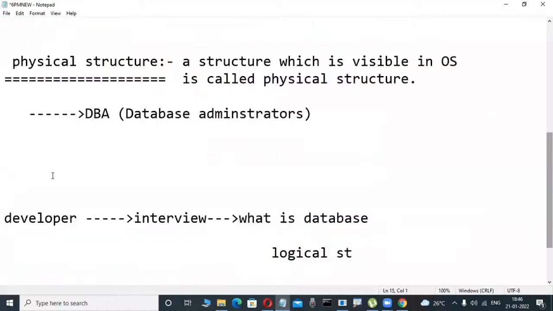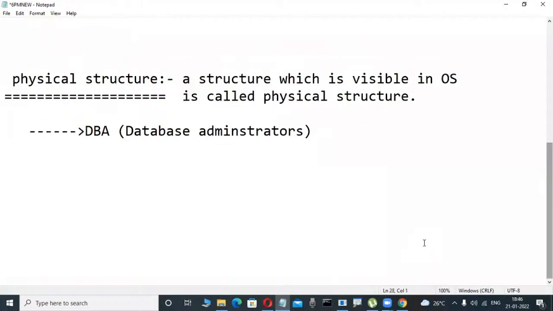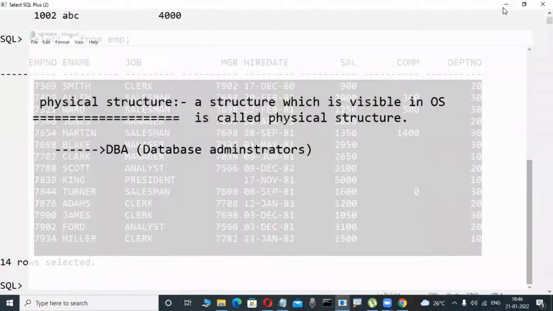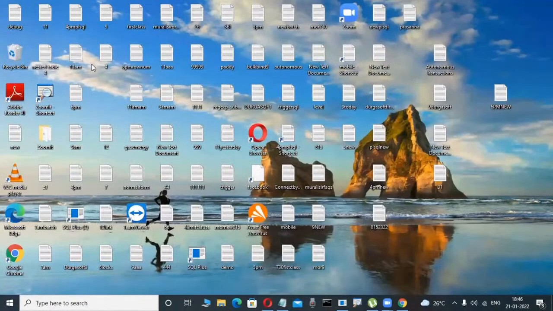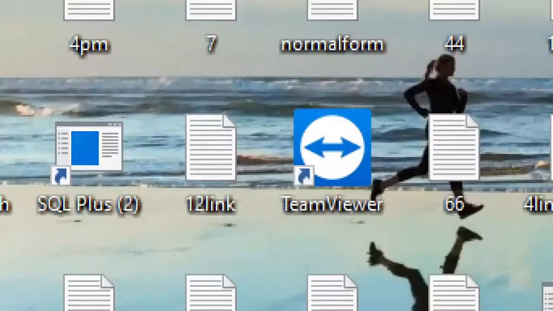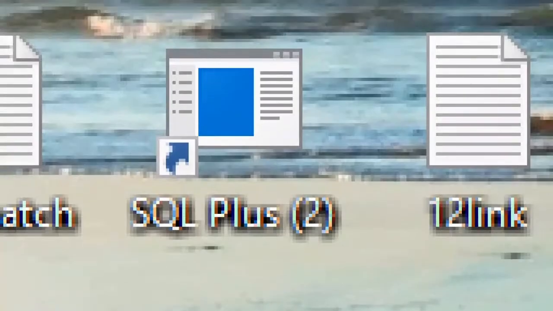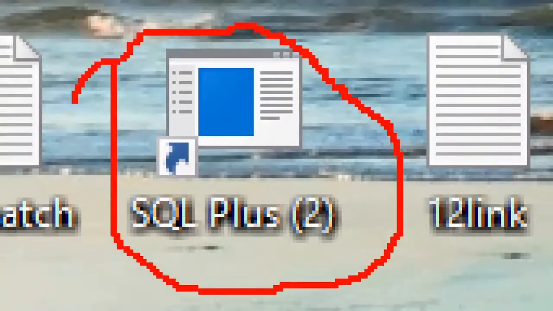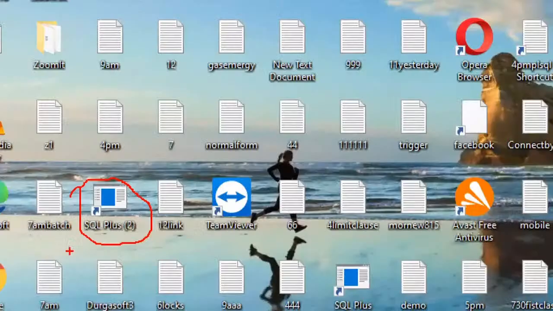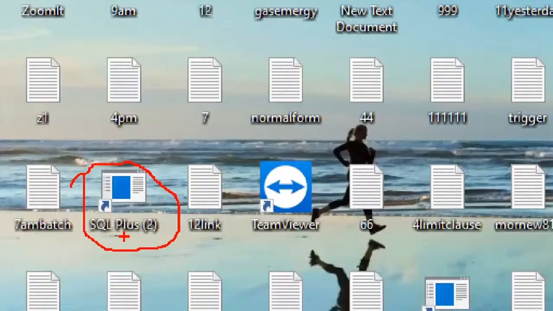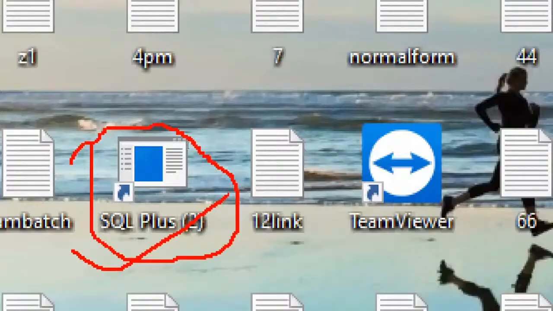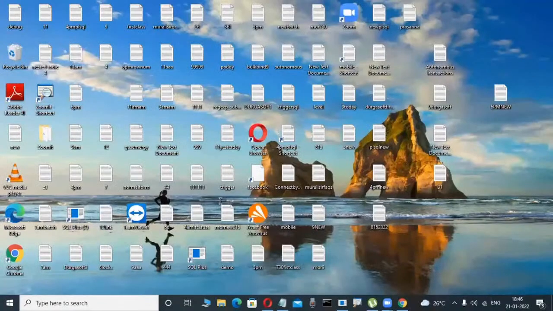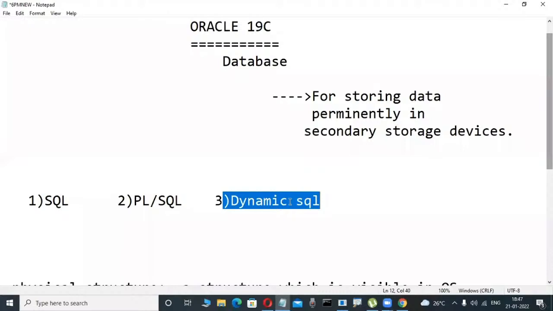Okay, fine. Now check it out. Observe here, in my screen only. What is this one? I'm installing Oracle. What is this one? SQL Plus is there. SQL is a language, you have an idea. PL/SQL is a language, some coding is there. Dynamic SQL is a language. Daily we are writing coding.